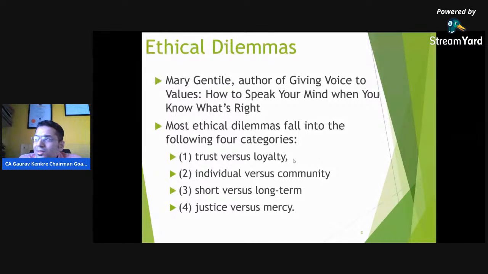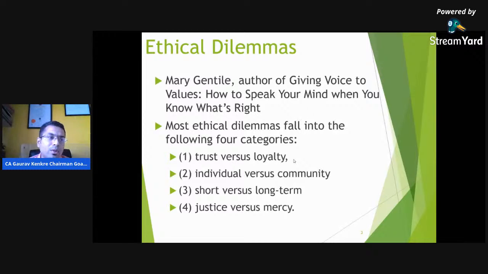Third, again, short term versus long term. Many times we are tempted to take the shorter, easier route to getting some compliances done, but we overlook that the long term ramifications of this can be huge.